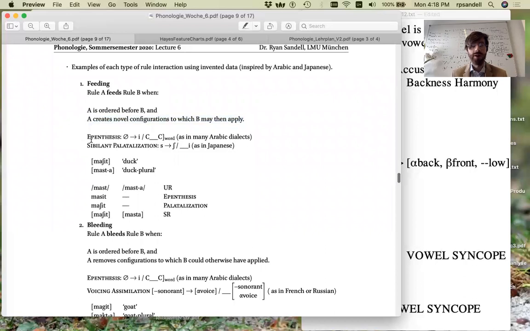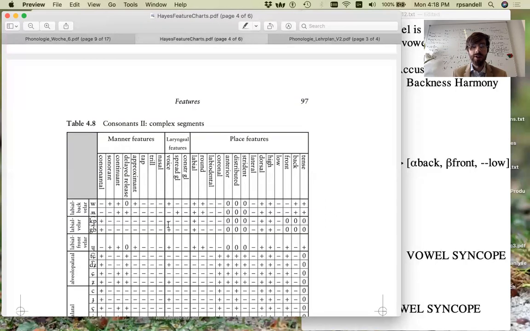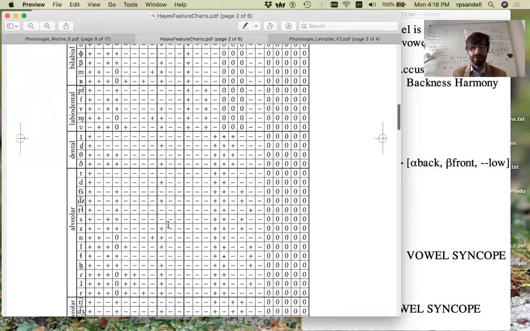So let's consider 2 processes. I'll call these processes epenthesis and sibilant palatalization. Our process of epenthesis states that a vowel E, a high front vowel E, is inserted between 2 consonants at the right edge of a word. The process of sibilant palatalization changes an underlying non-distributed sibilant to a distributed non-anterior sibilant, sh. So you can check those features on your feature chart.